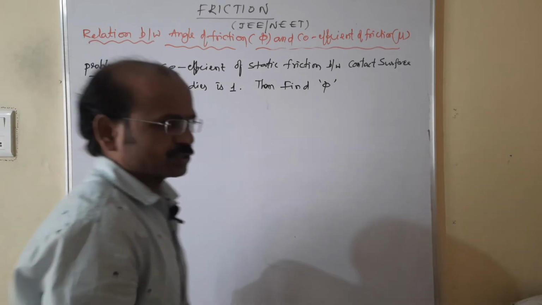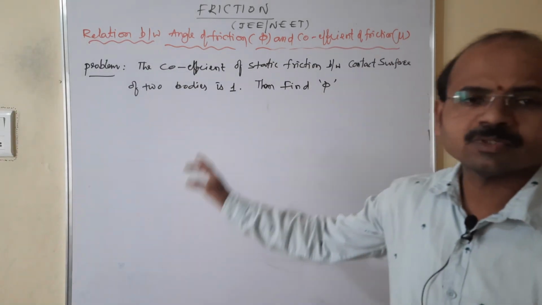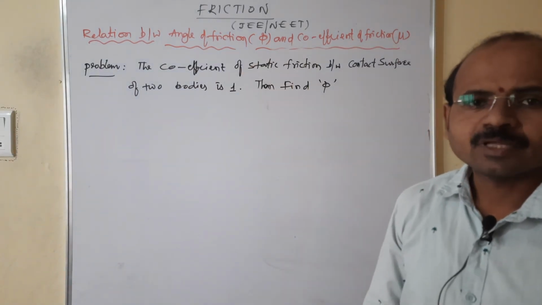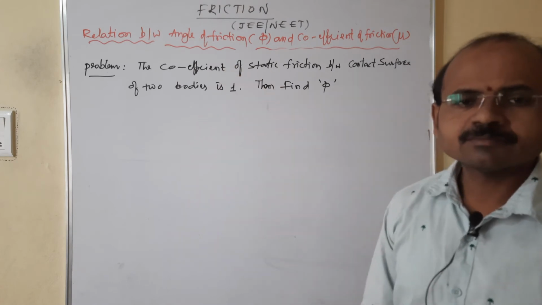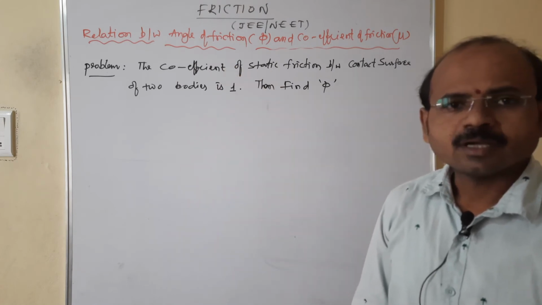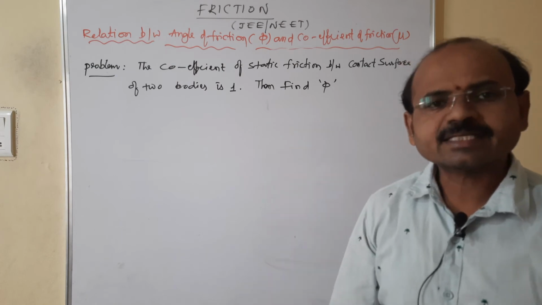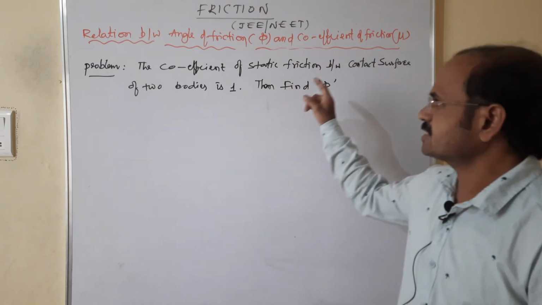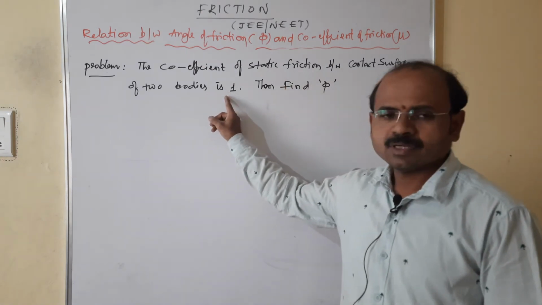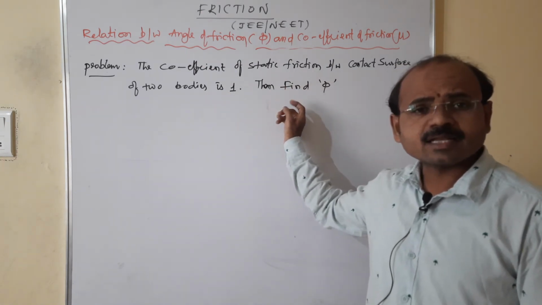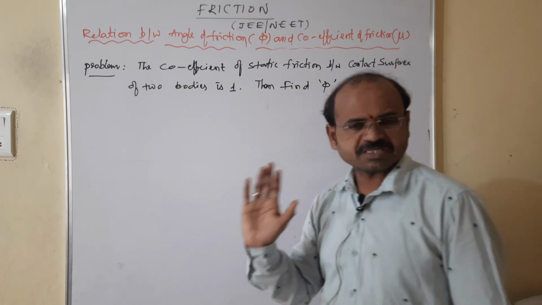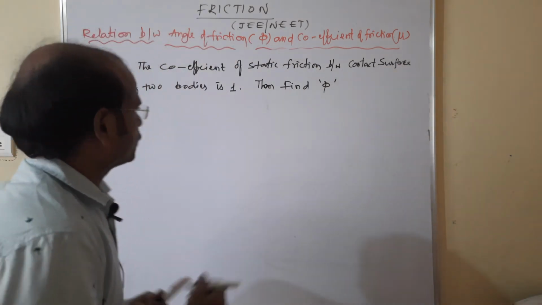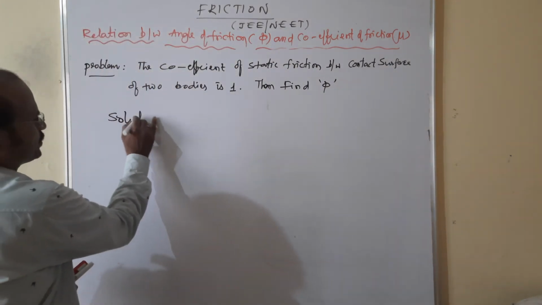Let us look at the given question on the board. The coefficient of friction is given between the two surfaces in contact, that is, one body and the surface, as μ is equal to 1, and it is asking to find the angle of friction, phi. This is the given question, and there is a relation we know. So here you write the solution.